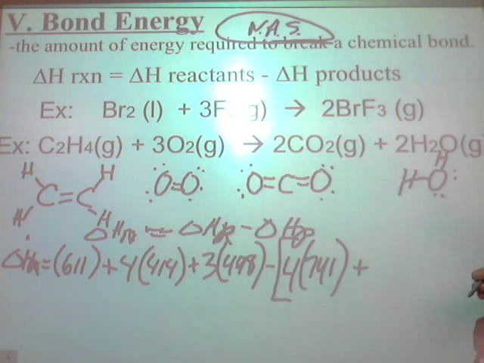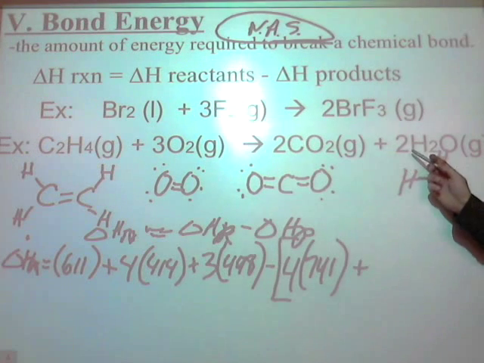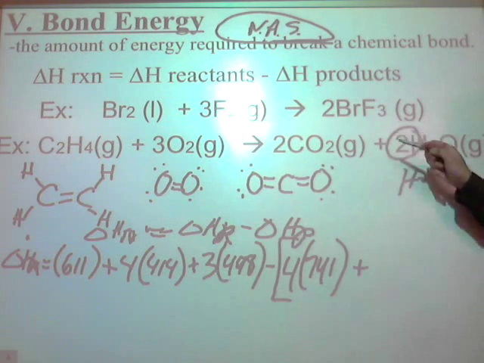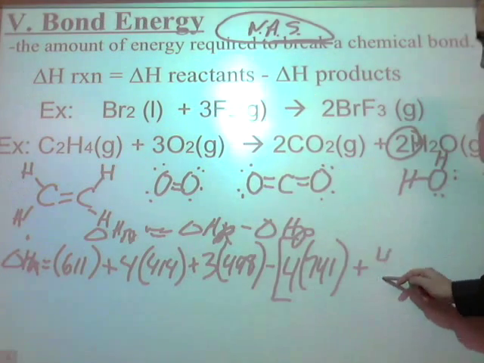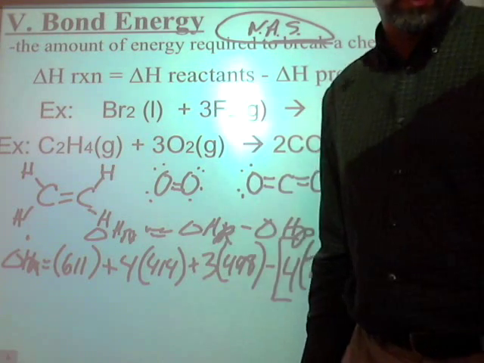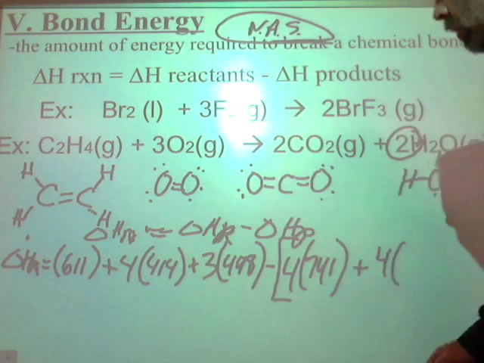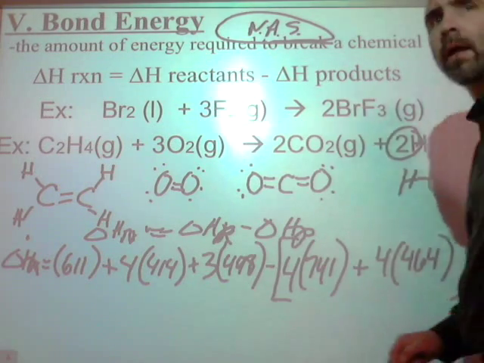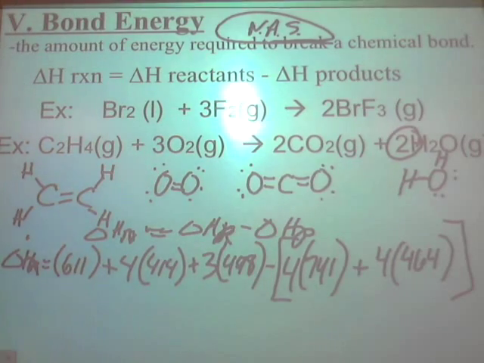Actually, that's not true. If I say how many waters, there's 2. How many H-O bonds are there? 4. There's 2 in each water molecule, and there's 2 of them here. 4 again. This is crazy. H-O bond is 464. There it is. Now that is a piece of work.